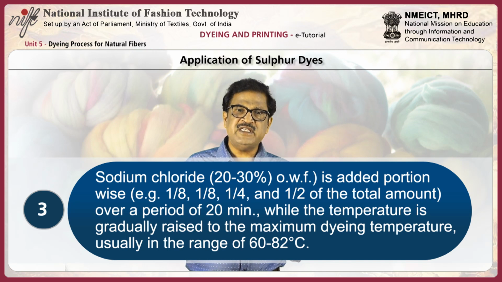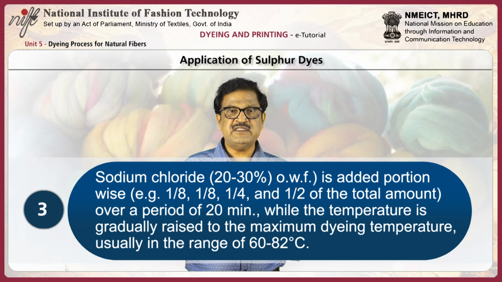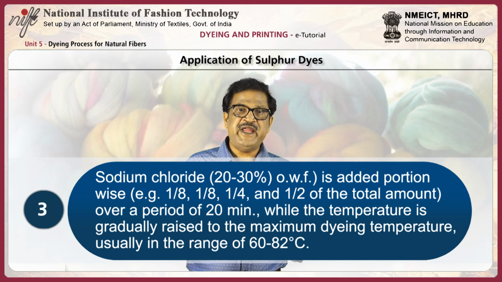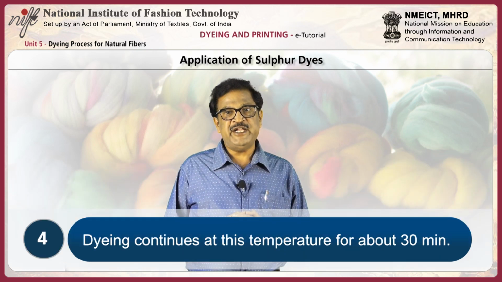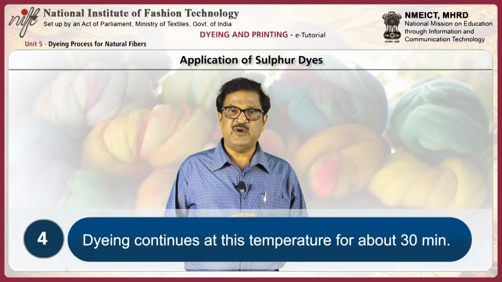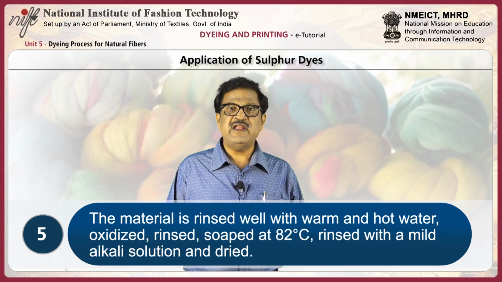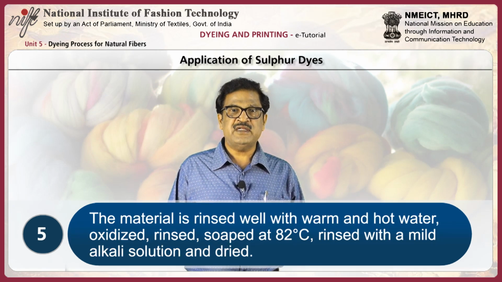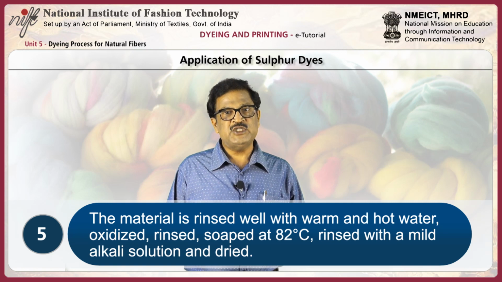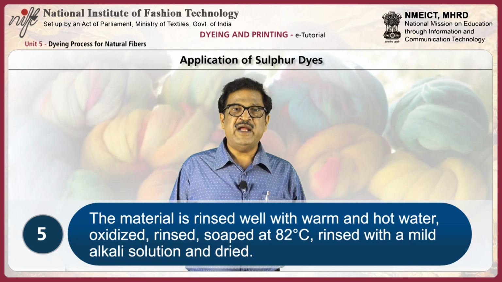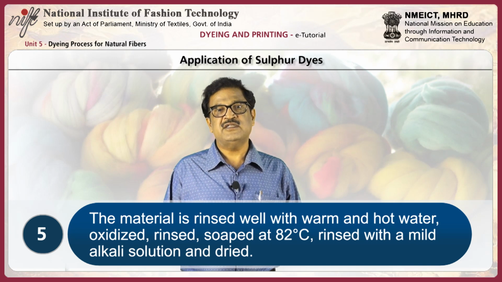While the temperature is gradually raised to the maximum dyeing temperature, usually in the range of 60 to 82 degrees, the dyeing continues at this temperature for about 30 minutes. The material is rinsed well with warm and hot water, oxidized, rinsed, soaped at 82 degrees centigrade, rinsed with mild alkali solution and dried.